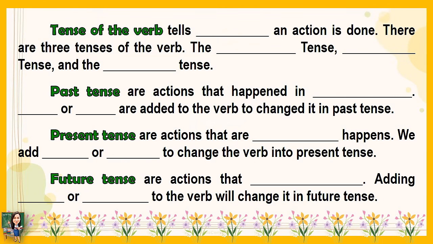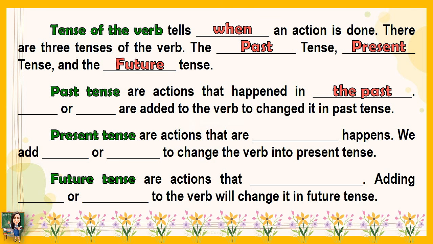So now, let's answer the missing words. Tense of the verb tells when an action is done. There are 3 tenses of the verb: the past tense, present tense, and the future tense. Past tense are actions that happen in the past. D or ed are added to the verb to change it in past tense.